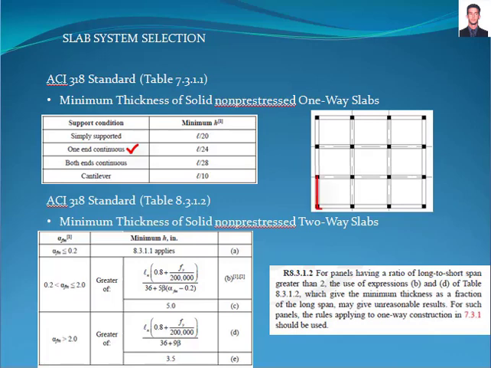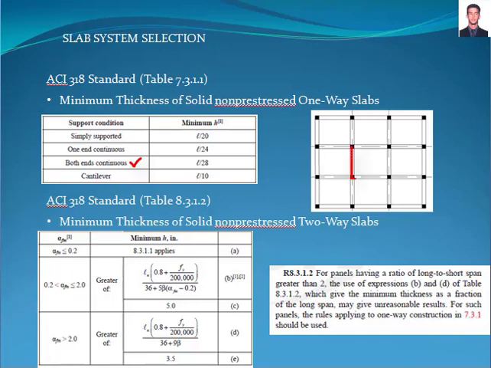The one-end continuous condition is the panel that has one end continuous in one or two orthogonal directions. For example, this panel matches this condition. In the X direction it has continuity with the right panel, and in the Y direction it has continuity with the upper panel.